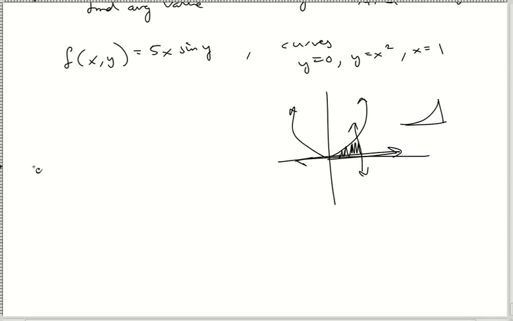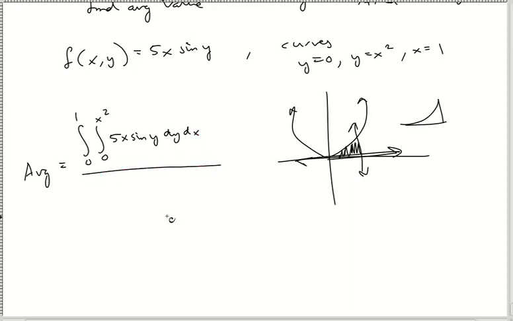So they're talking about this region, it's not a triangle, but it kind of looks like a slopey triangle area. Okay, cool. So my average value should then be the double integral over this region: y values top and bottom, 0 to x squared, and then 0 to 1 of 5x sine y dy dx, divided by the area. How do you find the area of this?